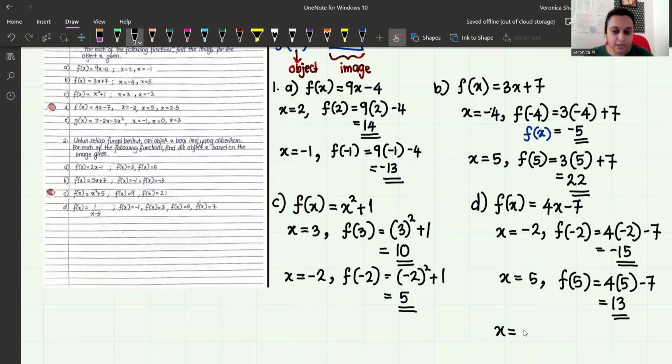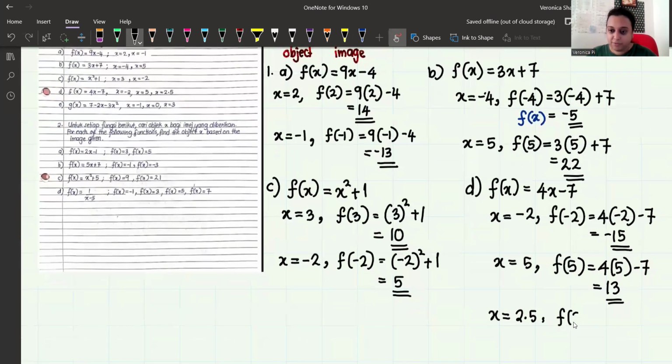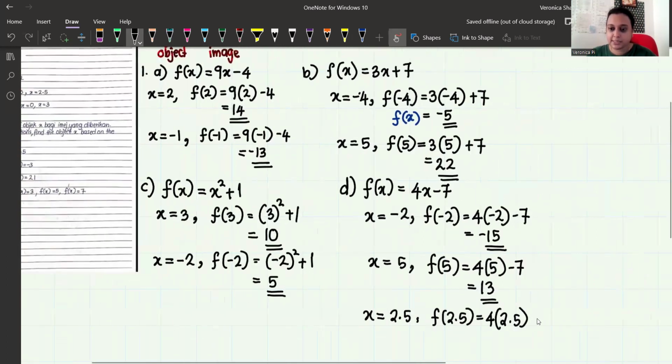And then got one more here, 2.5. So even though this is decimal, never mind. Just ganti in only like biasa. So f of 2.5, 4 times 2.5 minus 7. What we get here? Dapatlah 3. Alright, settle for D.